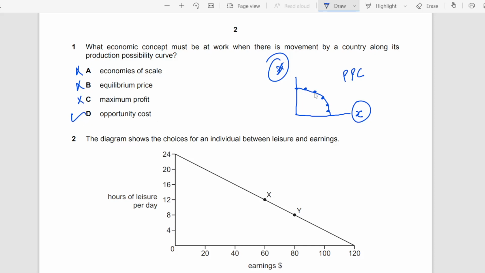Yes, because as we move from this point to this point, we are having an opportunity cost. We're sacrificing a certain amount of unit Y in order to gain certain amounts of unit X. So as we gain certain amounts of unit X, we sacrifice certain amounts of unit Y. So D is the correct answer, guys. Moving on to the next question.